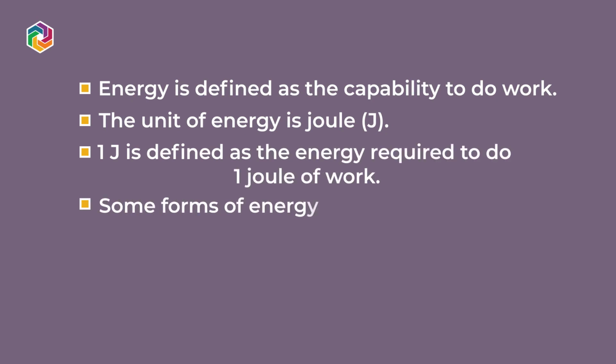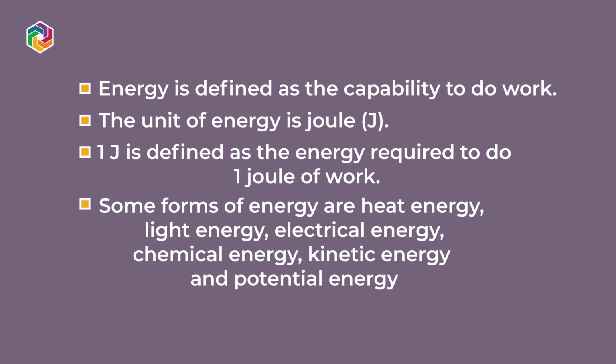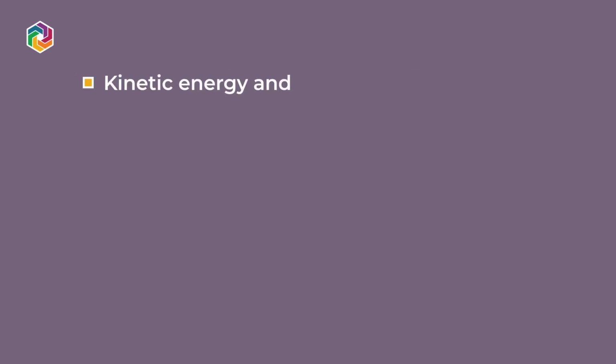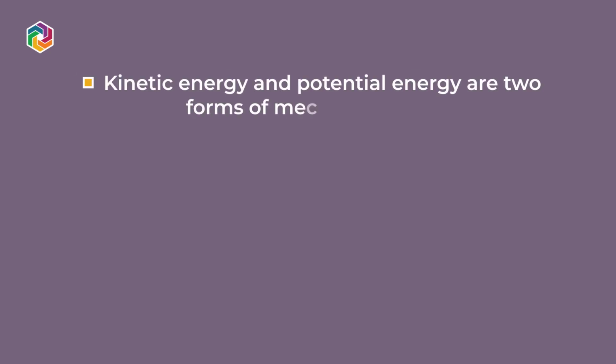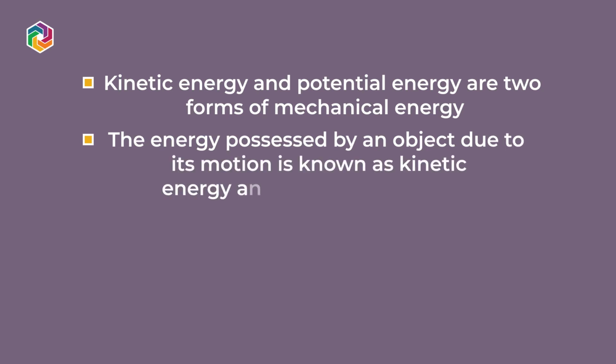Some forms of energy are heat, light, electrical, chemical, kinetic, and potential. Kinetic energy and potential energy are two forms of mechanical energy. The energy possessed by an object due to its motion is called kinetic energy and is given by Ek equals mv square divided by 2.